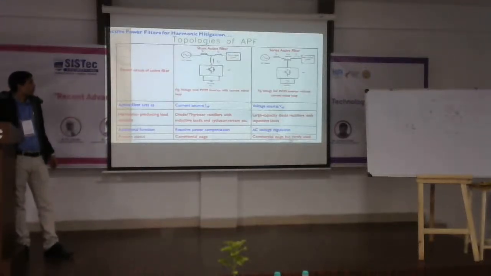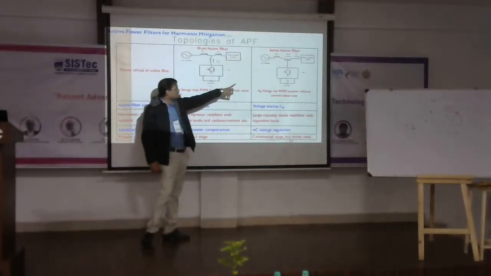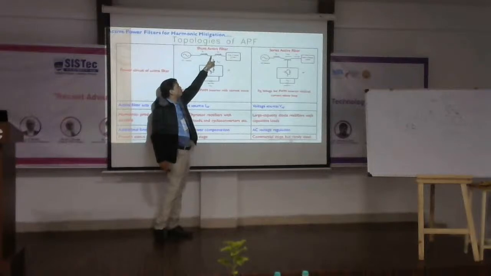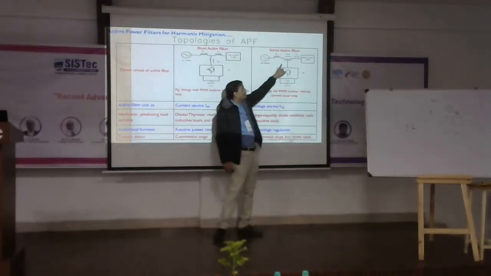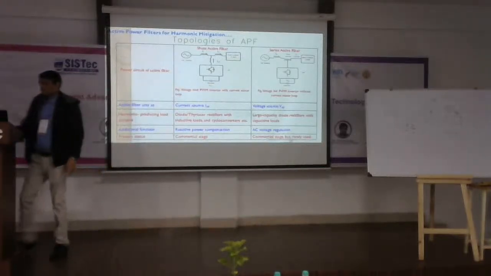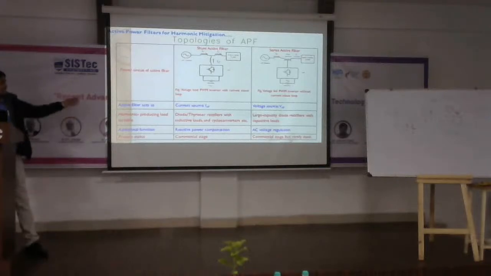Now these are the topologies of active filters. This is the shunt active filter, and this is the series active filter. The shunt active filter is directly connected with this line. This is a line diagram, and the series filter is connected by the transformer. So that is a series filter.